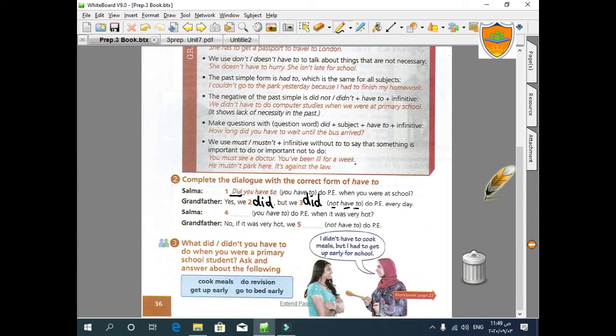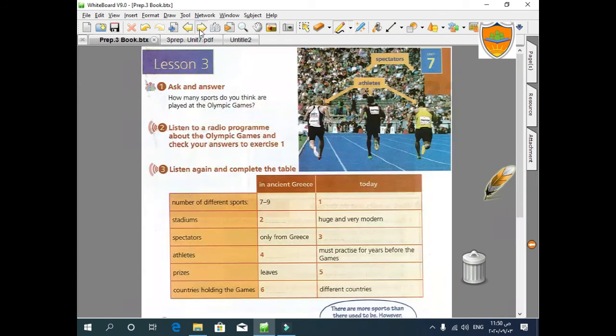Another question. Did you have to do PE when it was very hot? No. If it was very hot, we didn't have to do PE. Did not have to do PE. Very good.